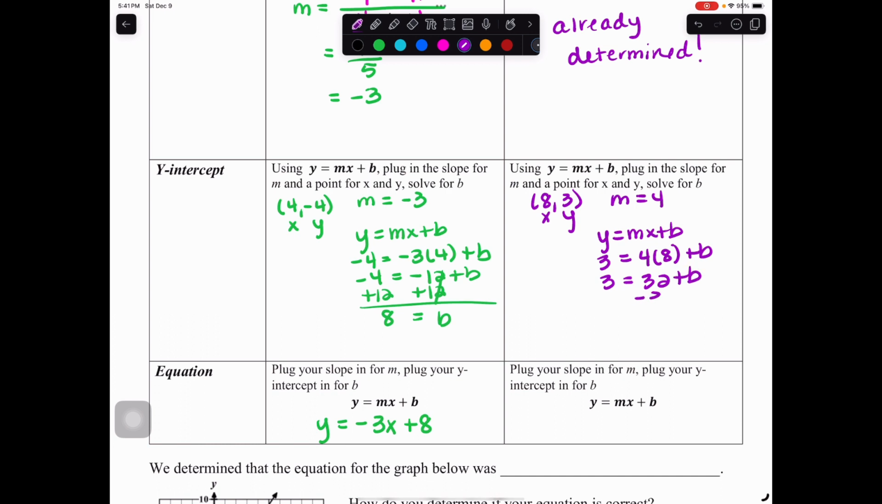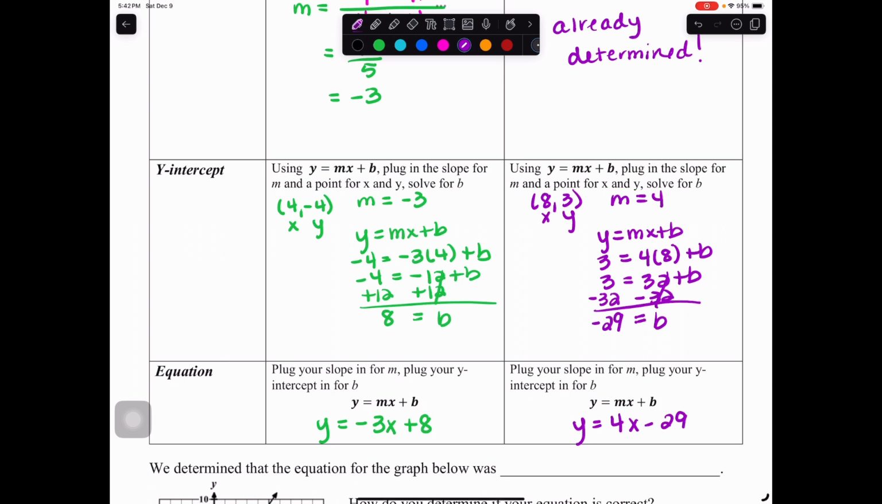I need to subtract 32 from both sides to find out what the b value is. 3 take away 32 is going to be -29. So my equation is y equals, the slope was 4, so that goes in front of x, and the y-intercept goes at the end.